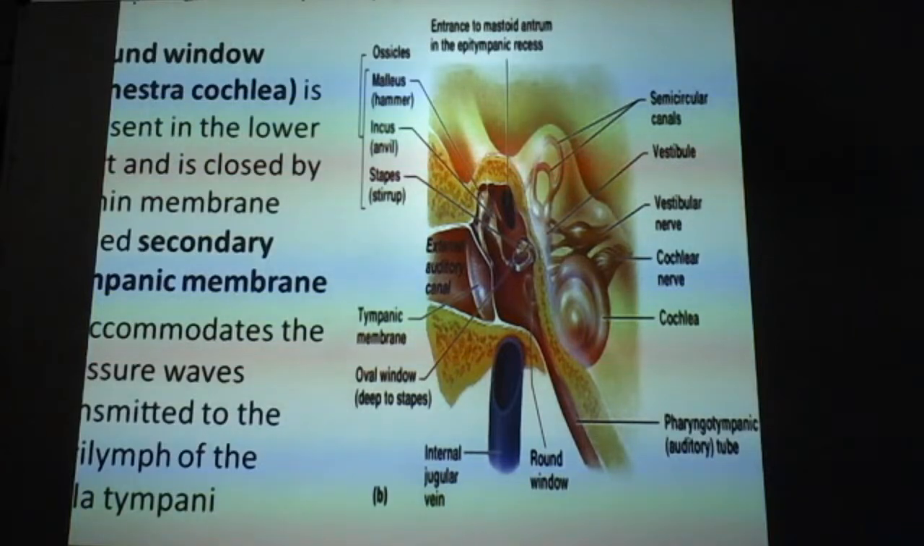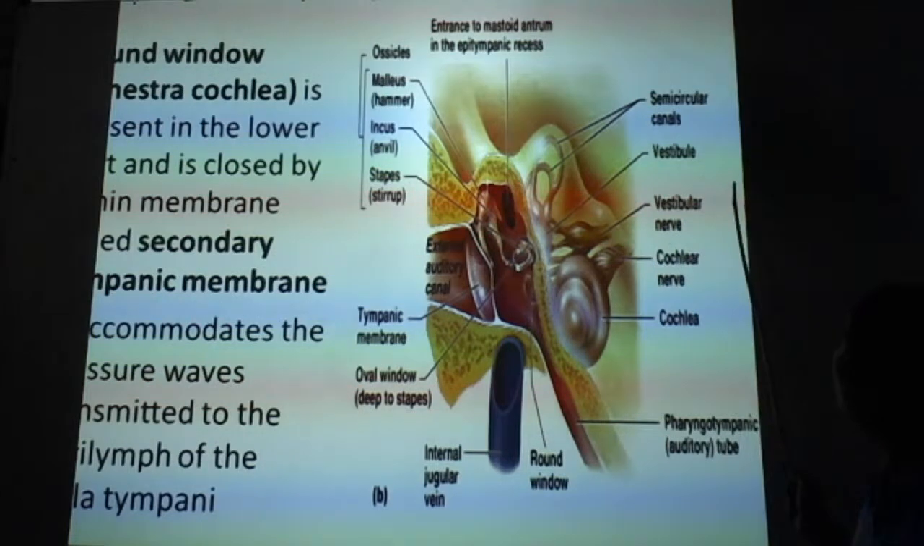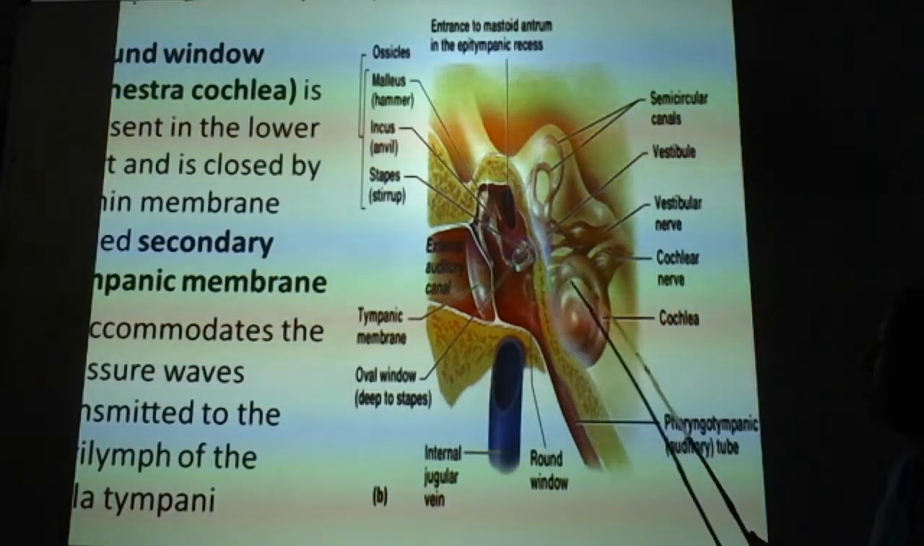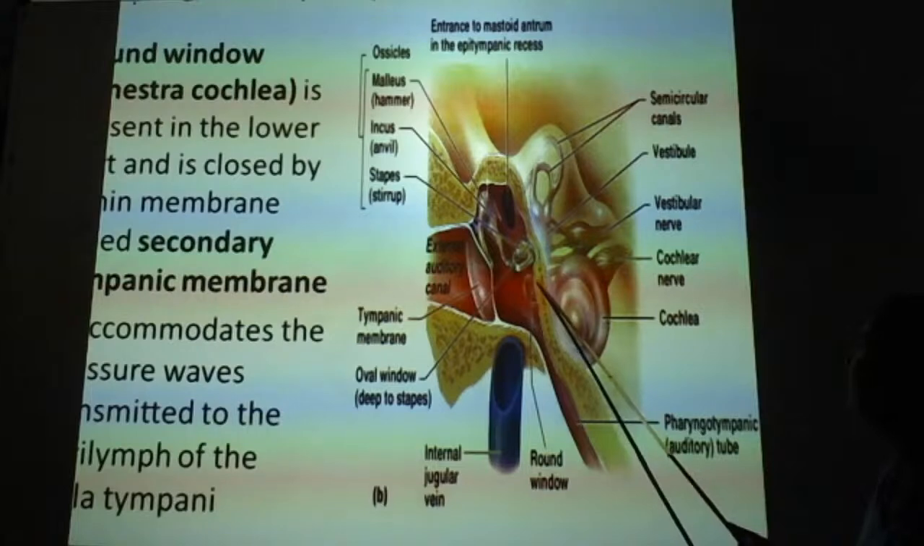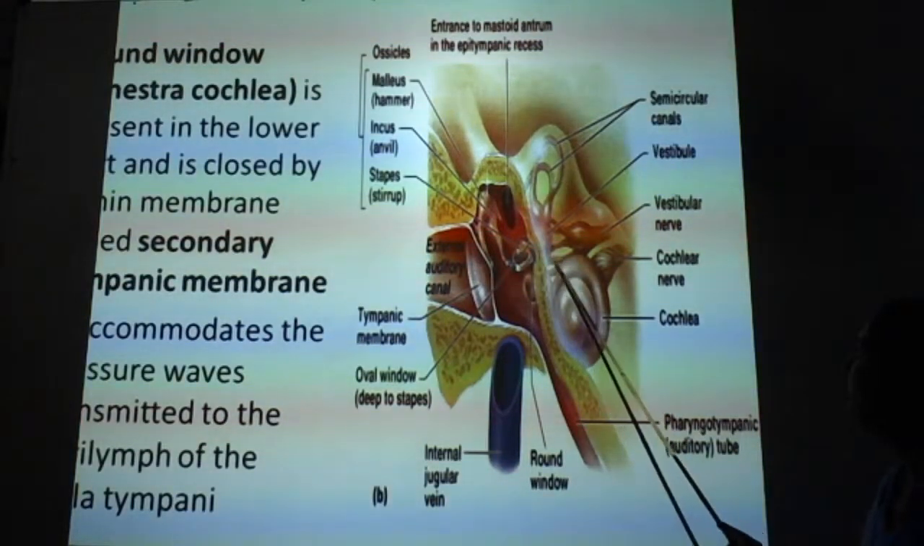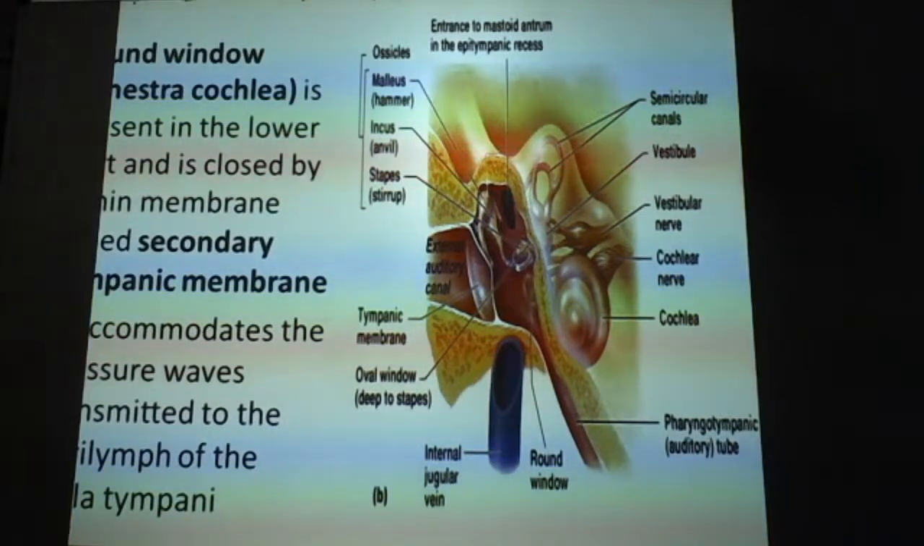Now let's come to the round window. The round window is also called the fenestra cochleae. It is present in the lower part and is closed by a thin membrane, and it is also called the secondary tympanic membrane. This is the round window. It accommodates the pressure waves, and these pressure waves are transmitted to the perilymph of the scala tympani.